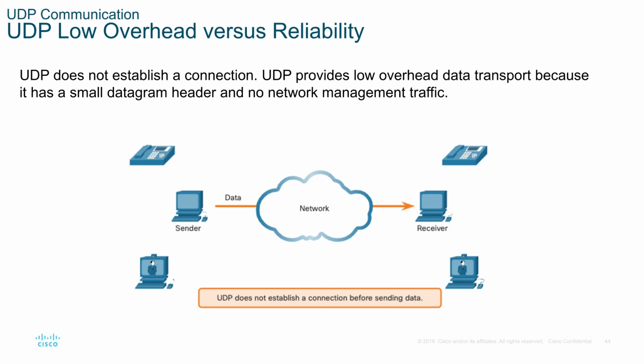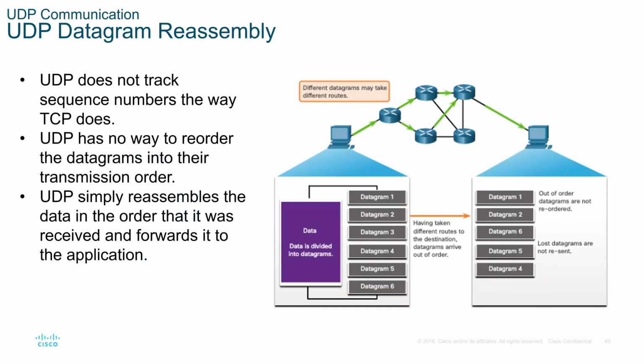UDP has very low overhead, but we sacrifice reliability. We do not establish a connection. UDP provides low overhead data transport because it has a small datagram header and no network management traffic. UDP does not track any type of sequence numbers the way TCP does.